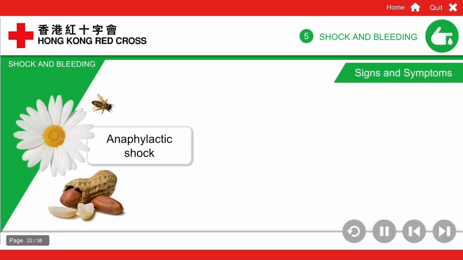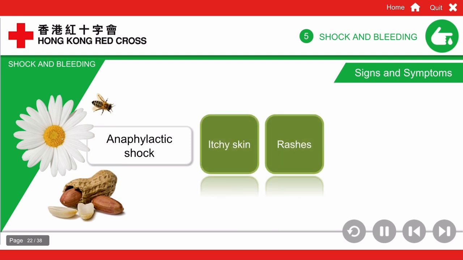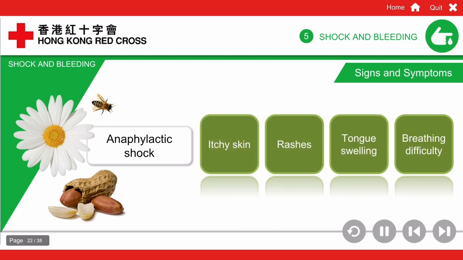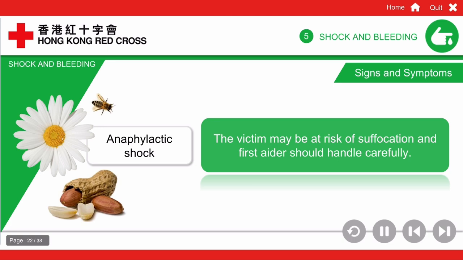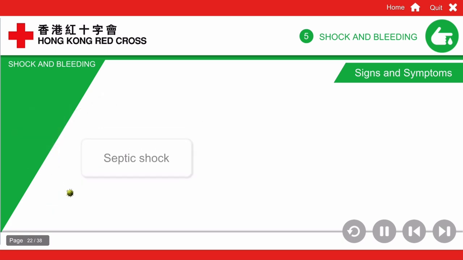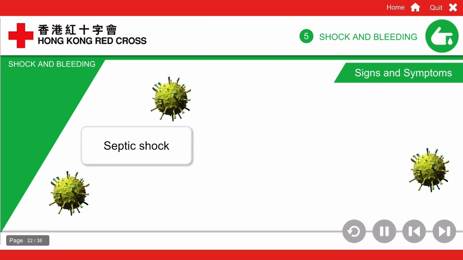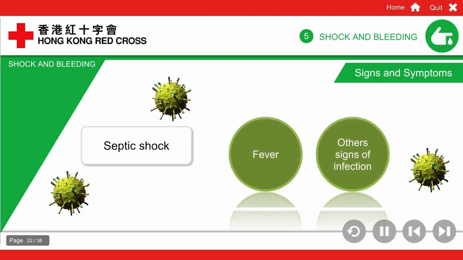If the victim suffers from anaphylactic shock, itchy skin, rashes, tongue swelling or breathing difficulty may occur in addition to the above signs and symptoms. The victim may be at risk of suffocation, and first aiders should handle carefully. If the victim suffers from septic shock, fever or other signs of infection may occur.